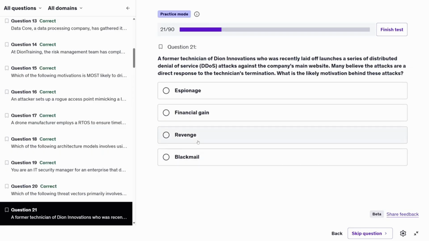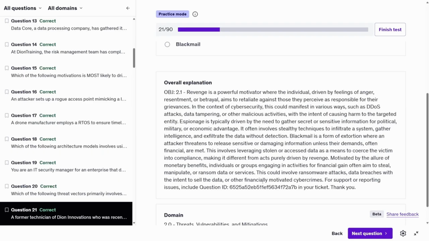And the correct answer is revenge. Revenge is a powerful motivator where the individual, driven by feelings of anger, resentment, or betrayal, aims to retaliate against those they perceive as responsible for their grievances. In the context of cybersecurity, this could manifest in various ways, such as DDoS attacks, data tampering, or other malicious activities with the intent of causing harm to the targeted entity. Espionage is typically driven by the need to gather secret or sensitive data for political, military, or other advantages. It often involves stealthy techniques to infiltrate a system, gather intelligence, and exfiltrate the data without detection.